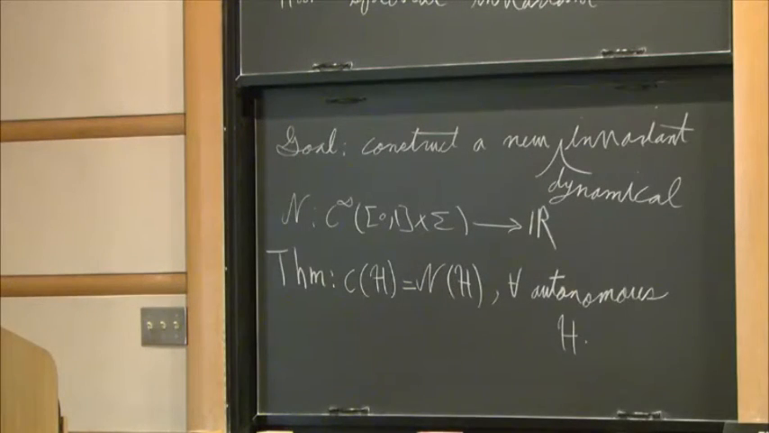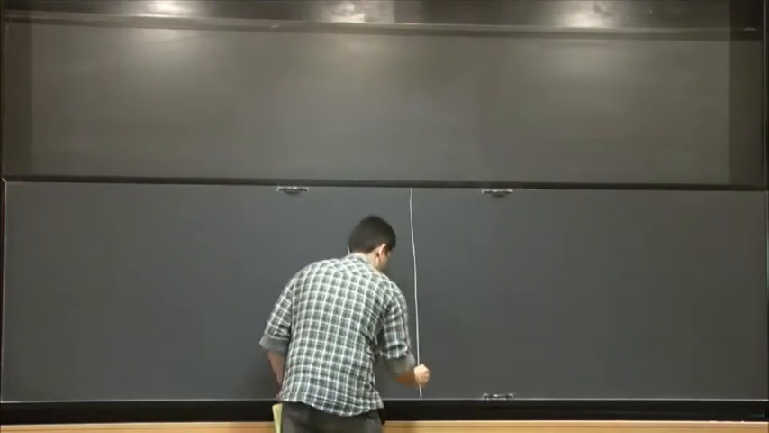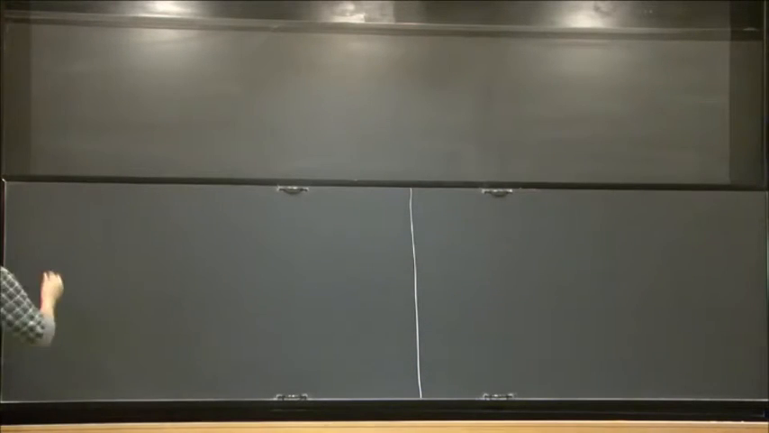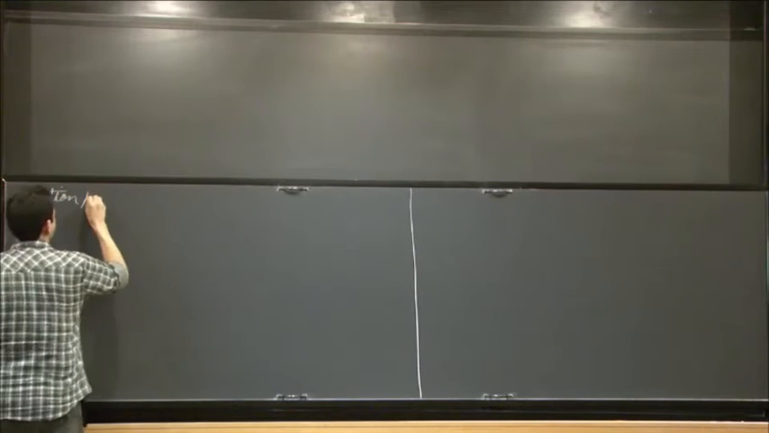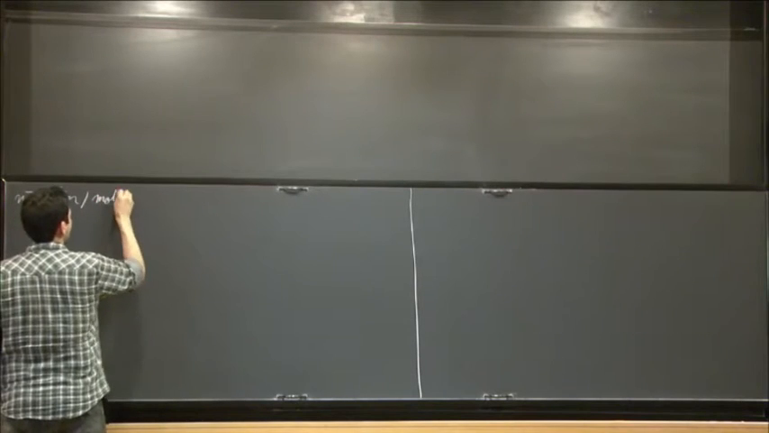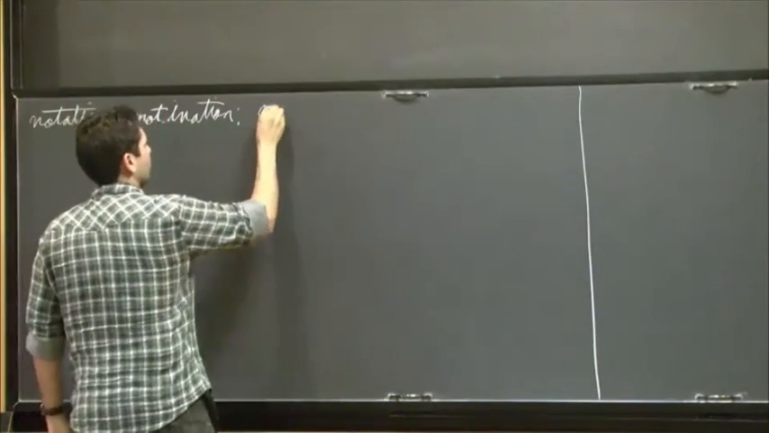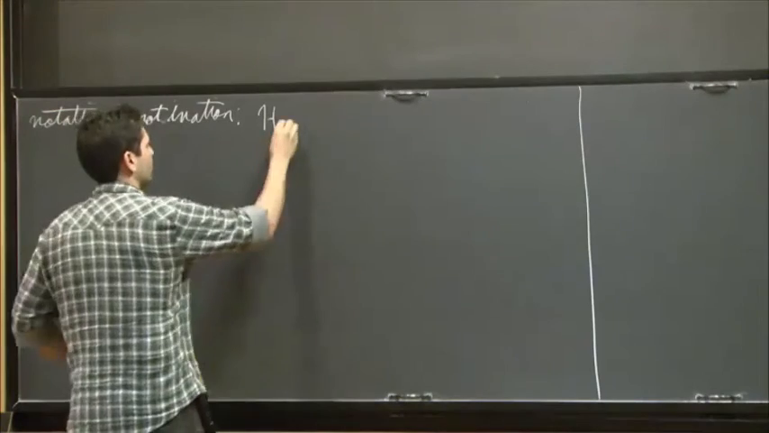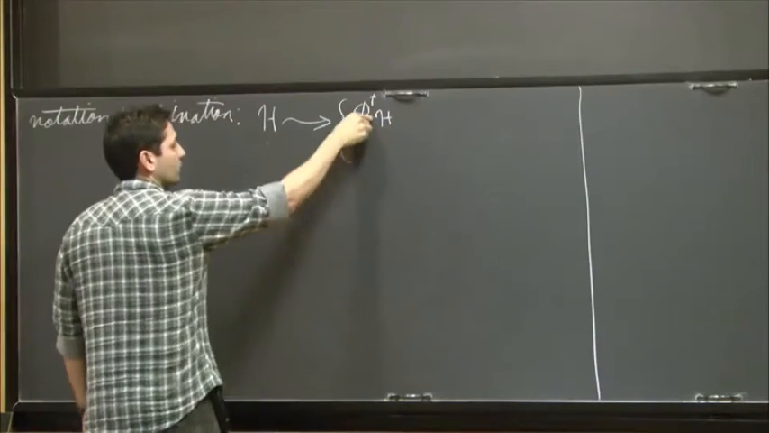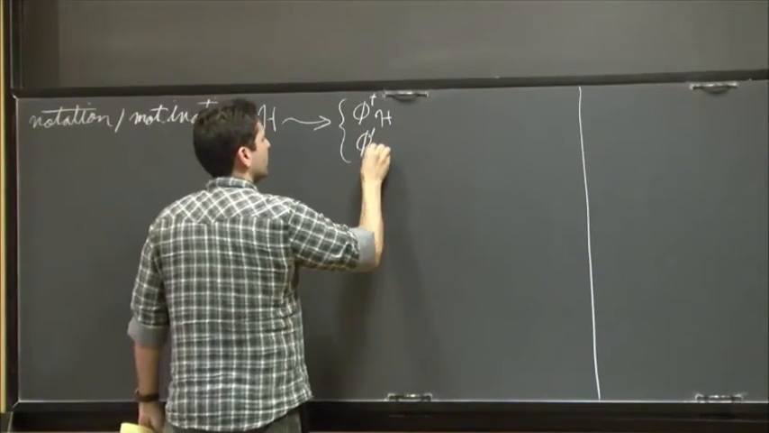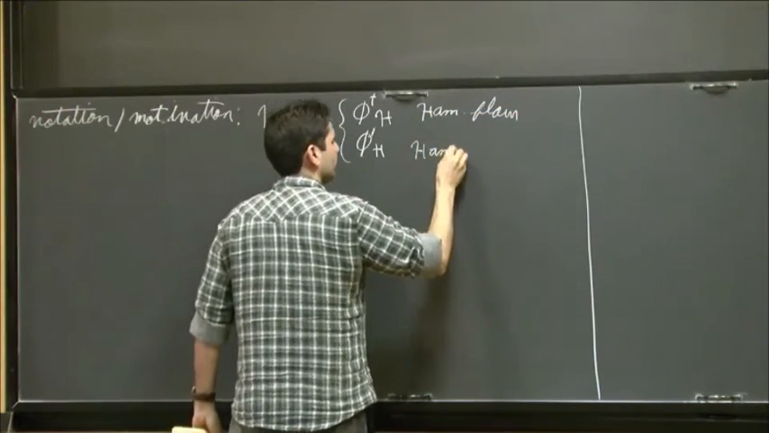Here is some more notation, and I'll give you a motivation as to why we're doing this. Everybody's probably familiar with my notation, but let's remind everyone: if I have a time-dependent Hamiltonian, it gives rise to what's called a Hamiltonian flow, and a time-one map. This is a Hamiltonian flow, and the time-one map is a Hamiltonian diffeomorphism.